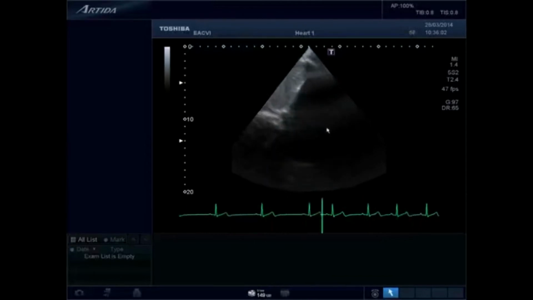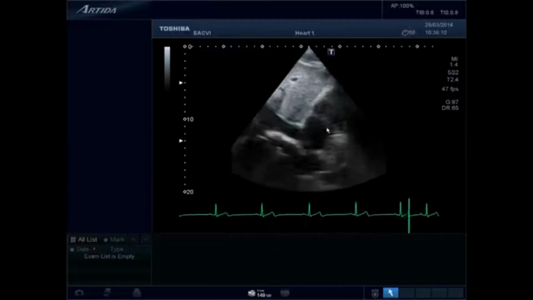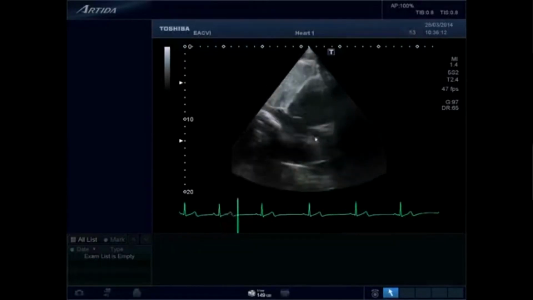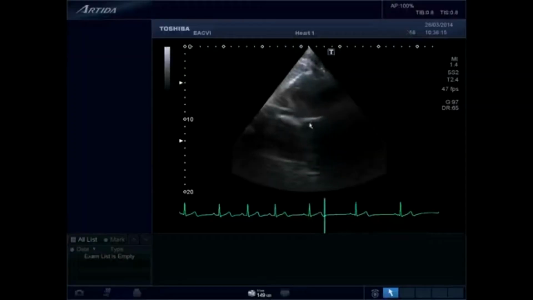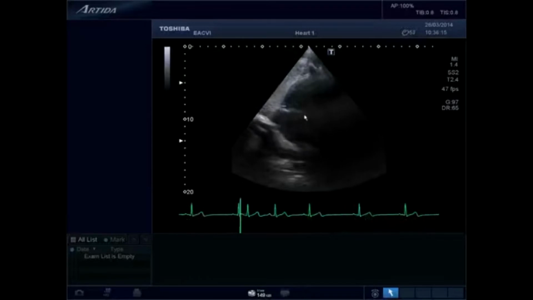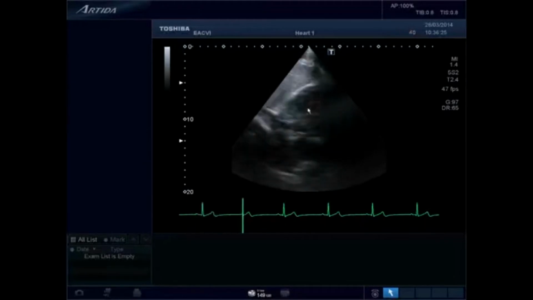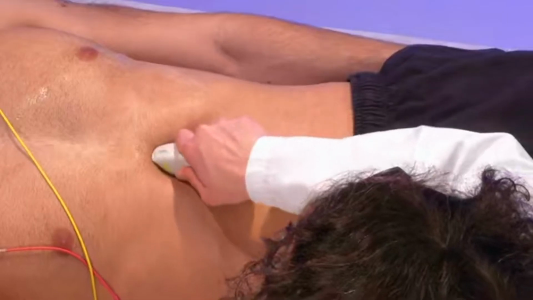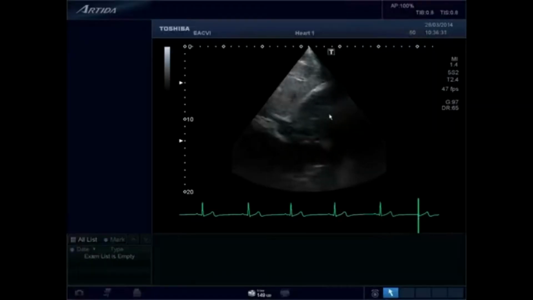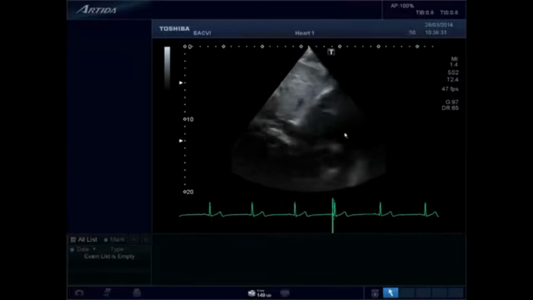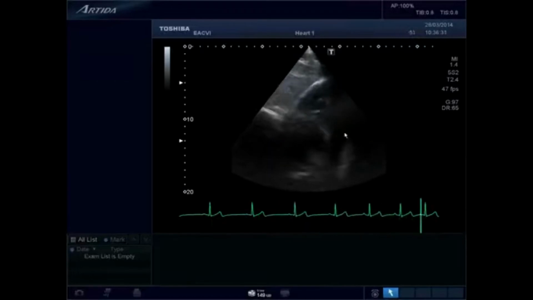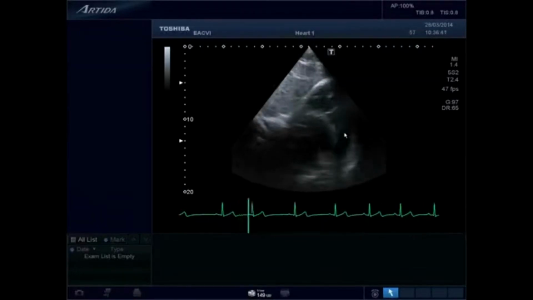Okay, relax. So here is the aortic valve. Here is the tricuspid valve with the right atrium and the right ventricle. If I move a little bit the transducer, I will obtain the pulmonary valve and the pulmonary artery here. Okay, then, so you can breathe.